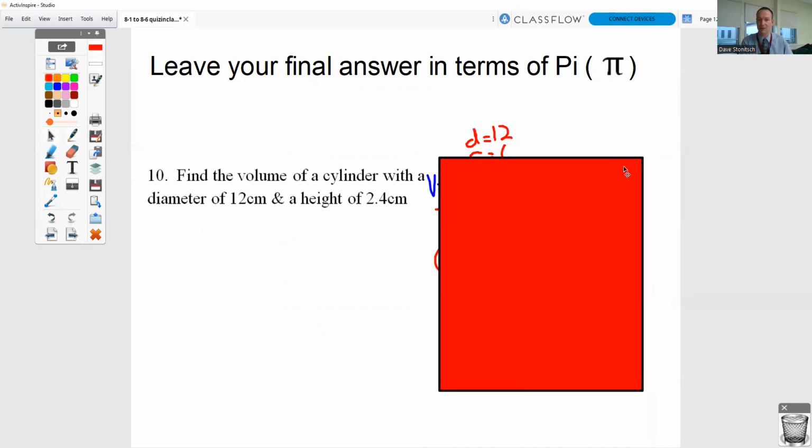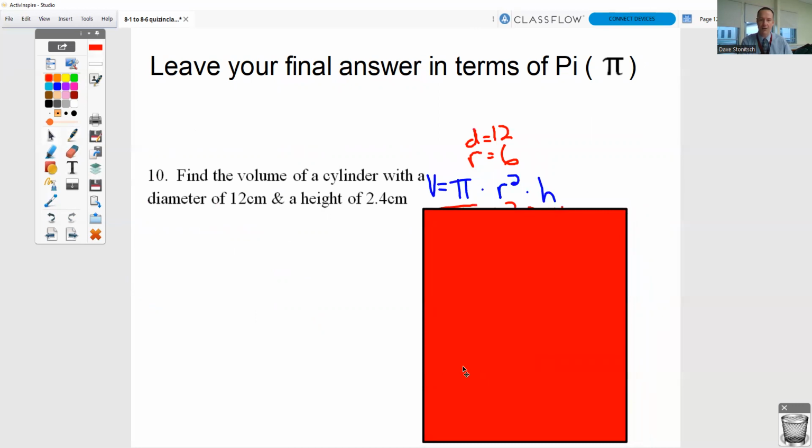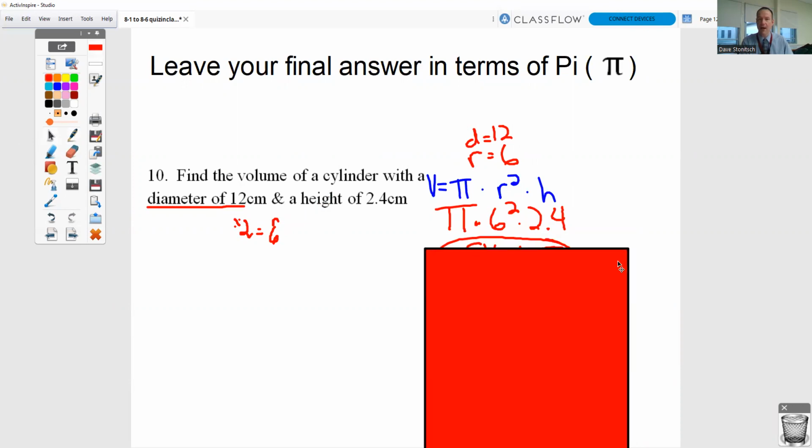So again, we want to use the cylinder formula, pi r squared h. Notice again that it says that it has a diameter of 12. We never want the diameter. We always want the radius. So 12 divided by 2 is 6 for your radius. So we want to plug those numbers in. So we have pi times 6 squared times 2.4.